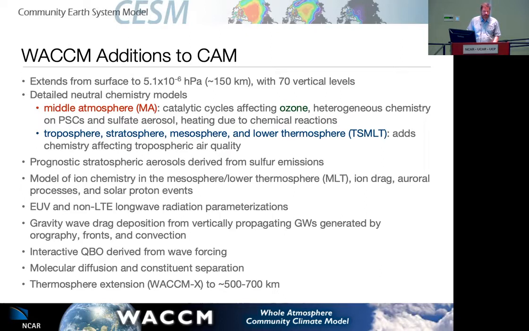That's the basic middle atmosphere chemistry. And then there is what we call TSMLT, which has a lot more chemistry in it. This is for troposphere, stratosphere, mesosphere, and lower thermosphere.